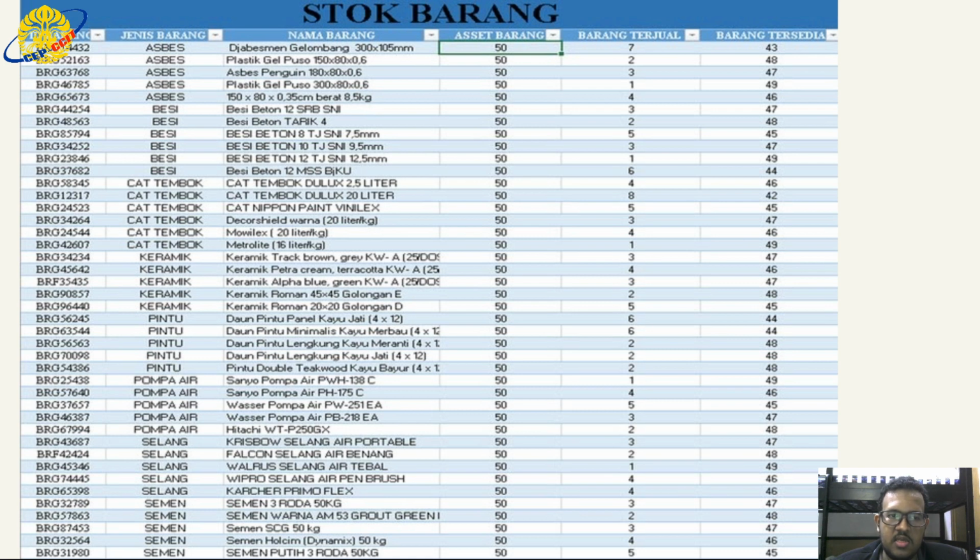And the next one is stock barang. The stock barang table has 6 columns. It has ID barang, jenis barang, nama barang, aset barang, barang terjual, barang tersedia, and stok barang. In the stock barang table, the author uses various functions. The first one, the author uses a VLOOKUP to get jenis barang. And after that, the author uses SUMIF to get data for the asset barang.